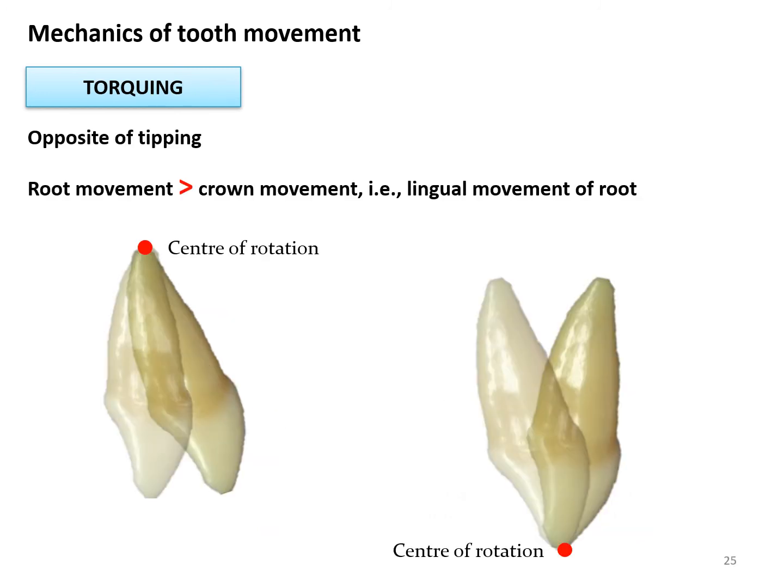What is torquing? Torquing is nothing but the movement which is opposite of tipping. This is tipping, okay, wherein the crown movement is more than the root movement.